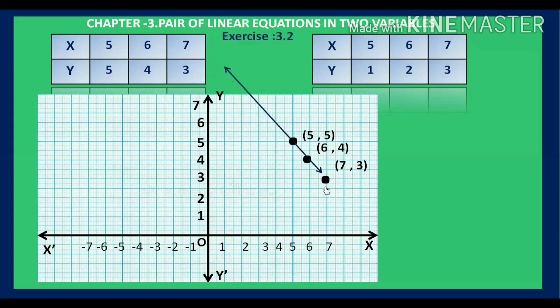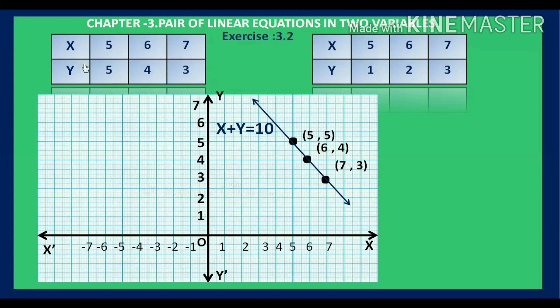Now we join them. So whenever you are drawing a graph, first draw one line, then go for the second line. So equation x plus y equals 10. So now the first equation is completed. We plot all 3 points, put the coordinates, write the equation and join them. So the first set is completed.